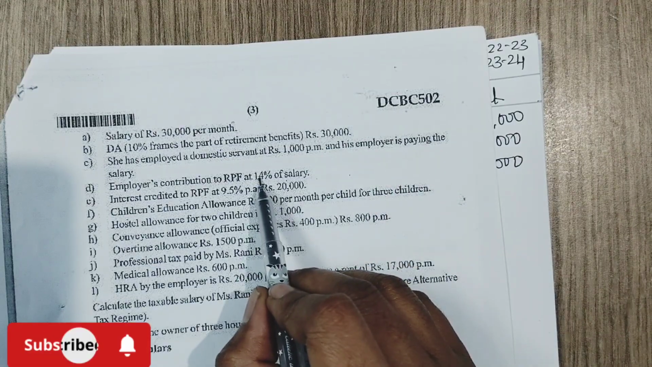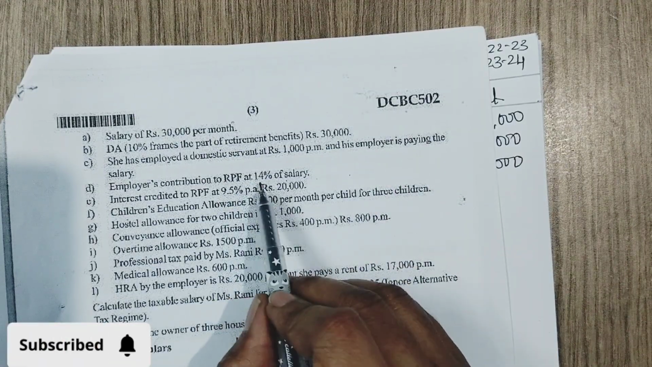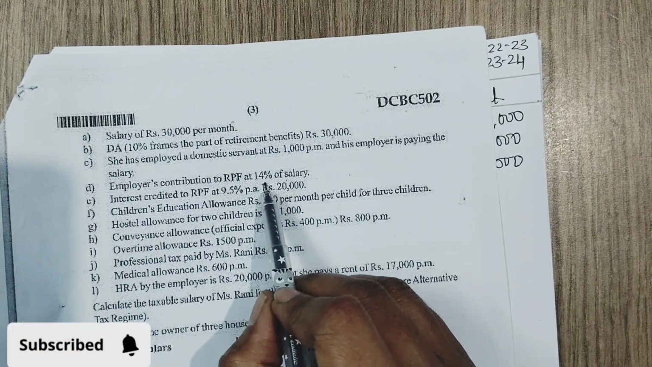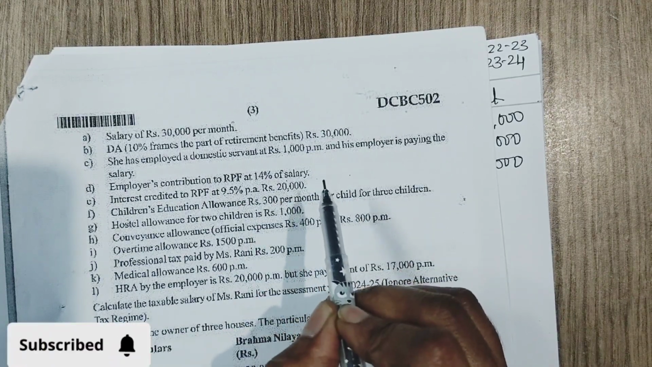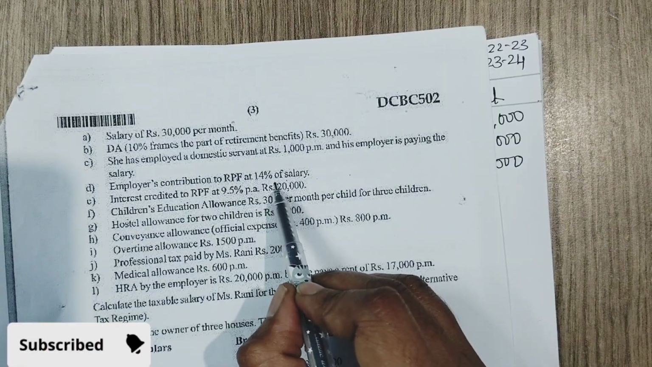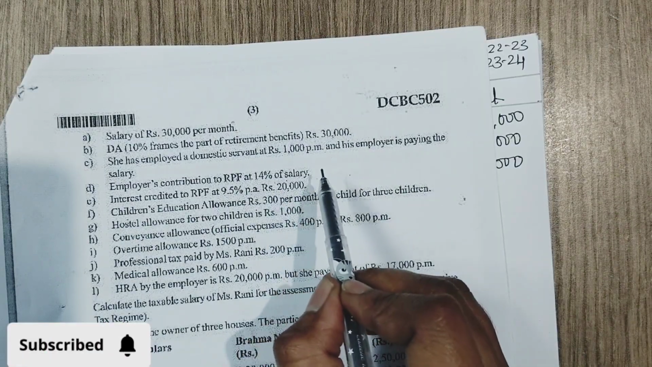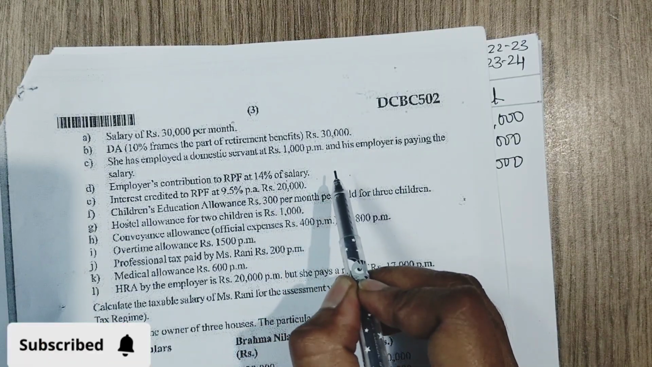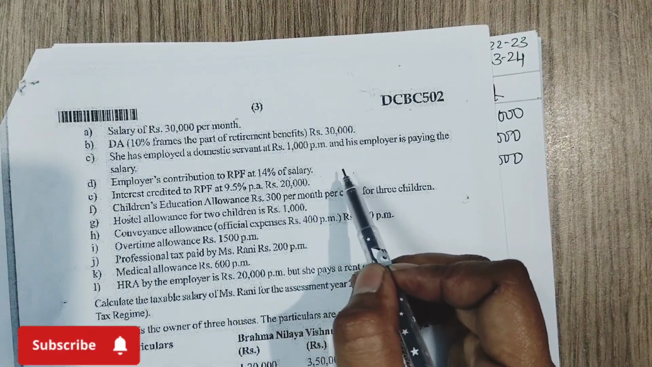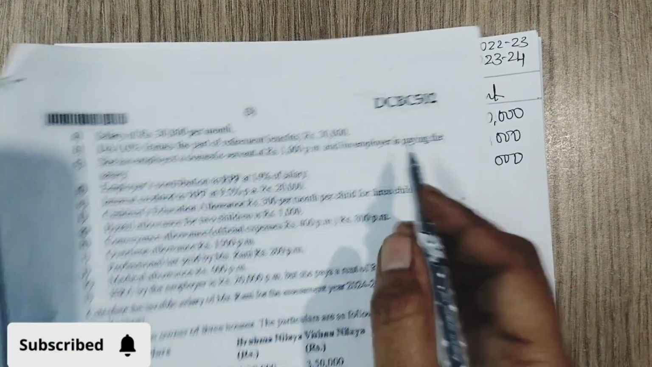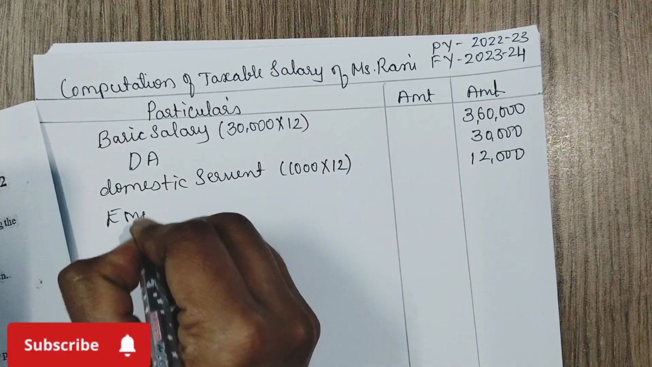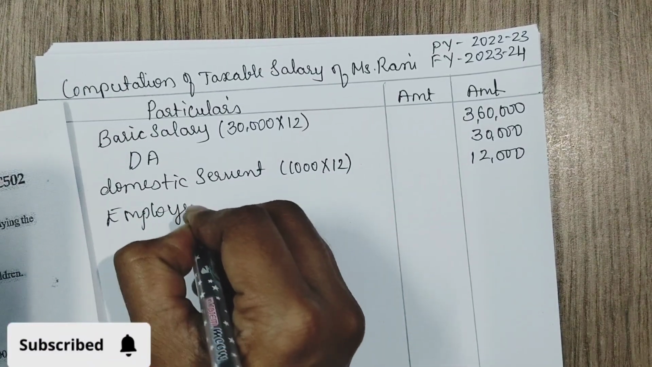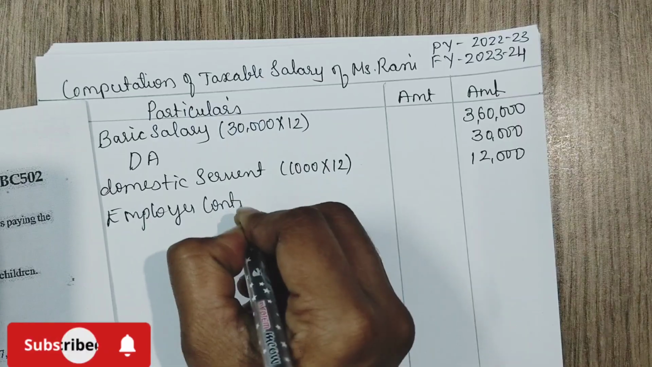Then employer contribution to RPF, 14% of salary. Here you need to remember that RPF 14% is given, but up to 12% is exempted. Whatever the difference is, the actual given minus exemption 12%, the difference you have to take under taxable. Employer contribution to RPF.